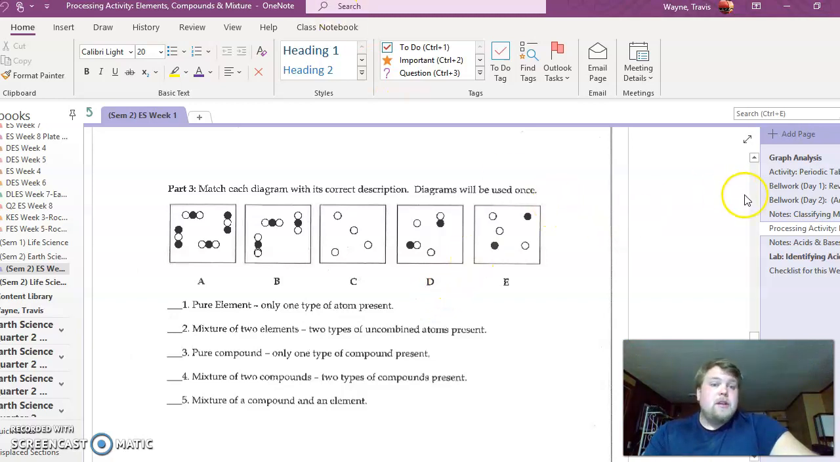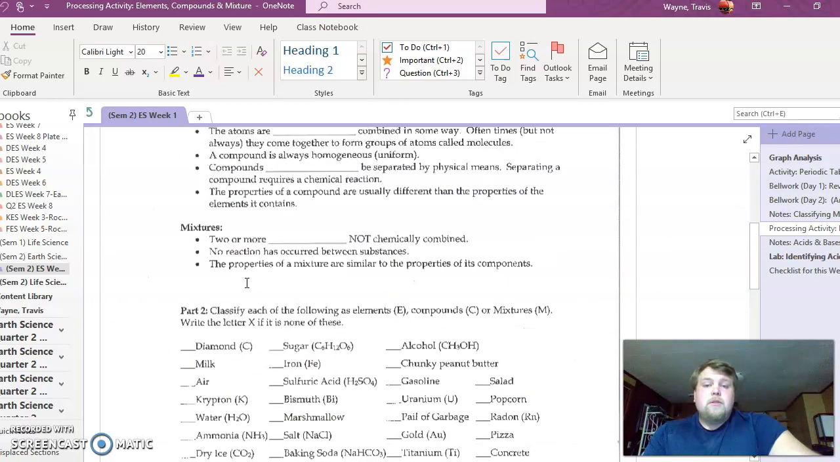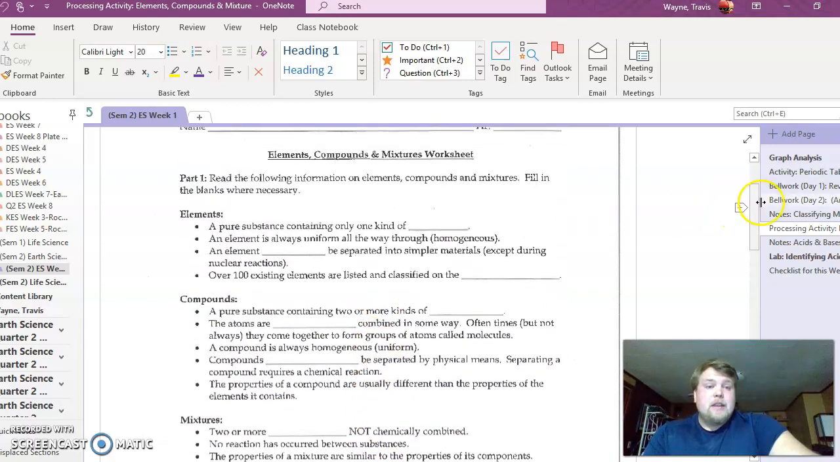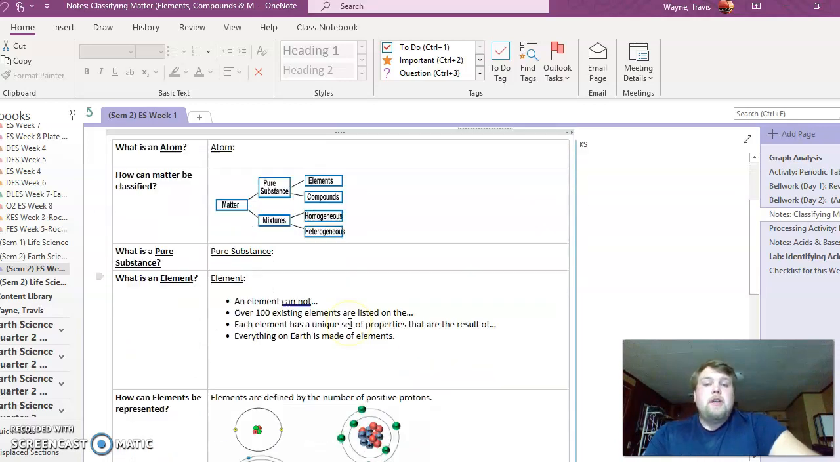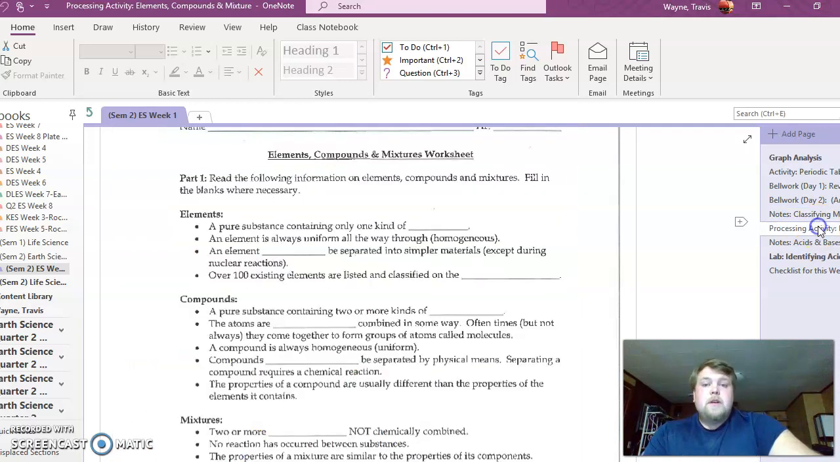As I mentioned, you are going to use the notes that we are going to be doing in class together. These notes right here, classifying matter, elements, compounds, and mixtures, you're going to use to work on and complete your processing activity. So that's item number 1.